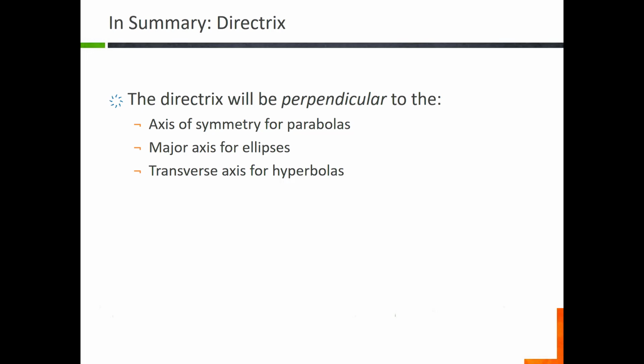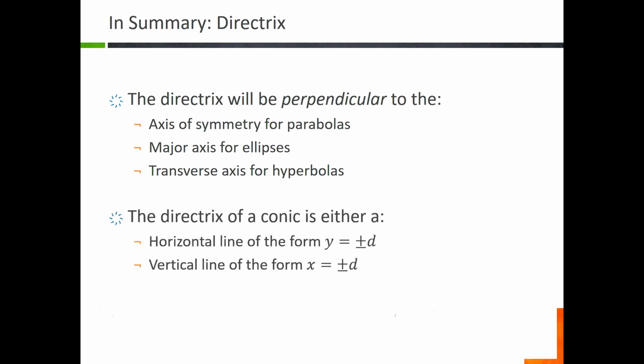Very similar for hyperbolas, we had the transverse axis, which passes through the center, through the vertices, through the foci on the far ends. Okay, so the directrix will always be perpendicular to those. So if you have a horizontal directrix, you will have a vertical conic, and vice versa. If you have a vertical directrix, you will have a horizontal conic. So for a horizontal line, we'll have y equals d, and it could be positive or negative, whether it opens up or down. And if it's a vertical directrix, it will be x equals plus or minus d.